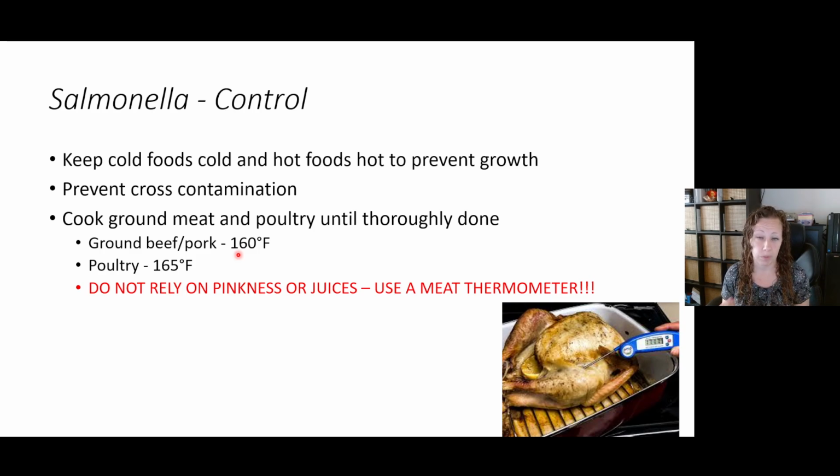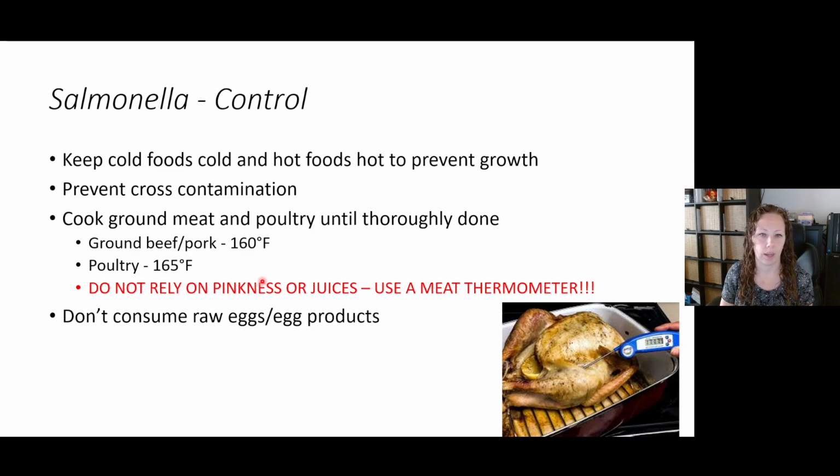Same goes for the opposite, all right? You can have pink meat and it has been cooked thoroughly. And I'm not going to go into the factors that affect that, but do not rely on the pinkness of meat or the juices. Okay, use a meat thermometer. And then finally, don't consume raw eggs or egg products unless they've been pasteurized.